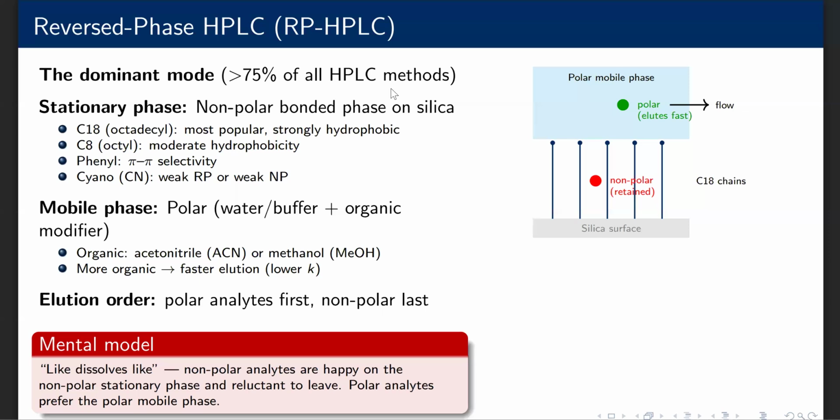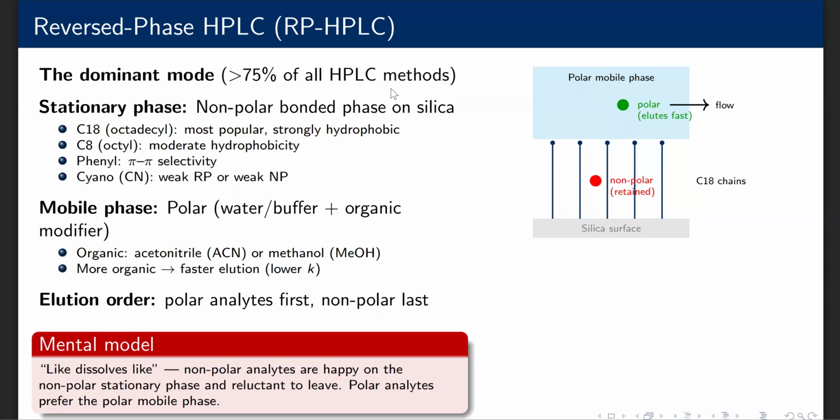Reverse phase HPLC, otherwise known as RP HPLC. Reversed phase HPLC accounts for more than 70% of all HPLC methods. The name reversed phase is historical. In the original normal phase chromatography, the stationary phase was polar and the mobile phase non-polar. RP HPLC reverses this. Look at the diagram on the right.